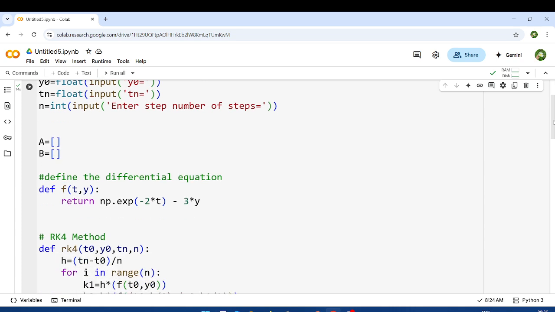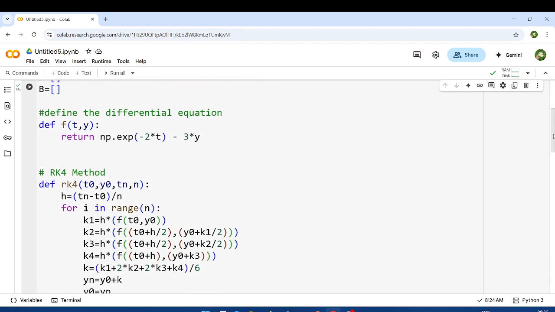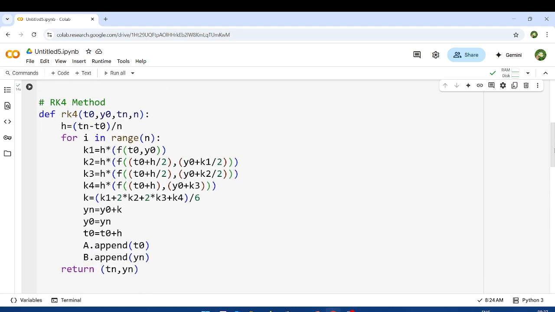Then I have taken two empty lists, say a and b, and then defined the differential equation which is given in the question, that is def f of t comma y, and return np.exp of minus 2t minus 3y. And then I have defined the RK4 method, that is def RK4.